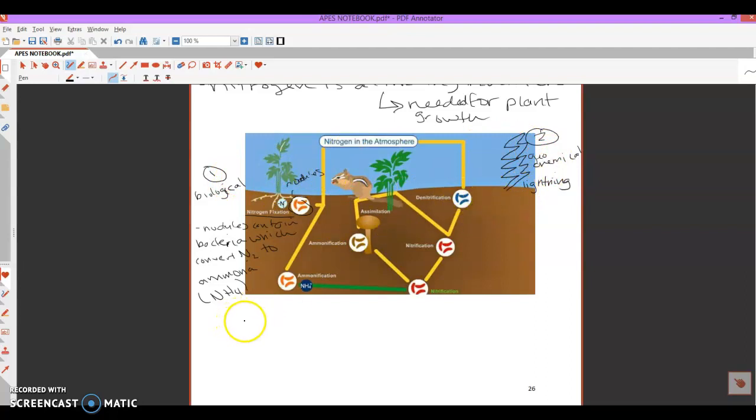So let's go back over here to ammonia. So with ammonia, okay, what is this going to be used for? Why is this so important?